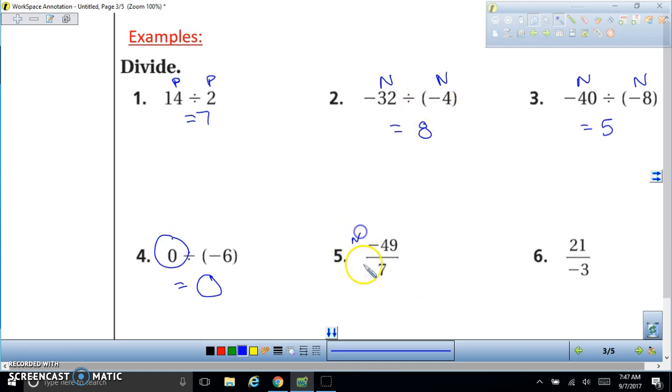A negative divided by a positive, opposite signs means a negative answer, and 49 divided by 7 is 7, so negative 7. Okay. Opposite signs, positive divided by negative is going to be a negative answer, and 21 divided by negative 3 is negative 7. All right, a couple more examples.